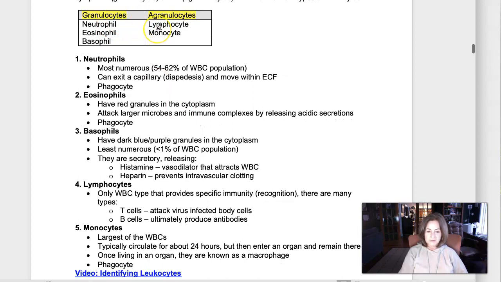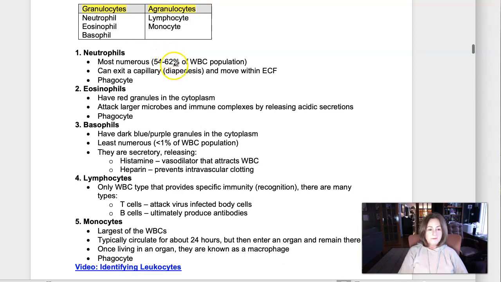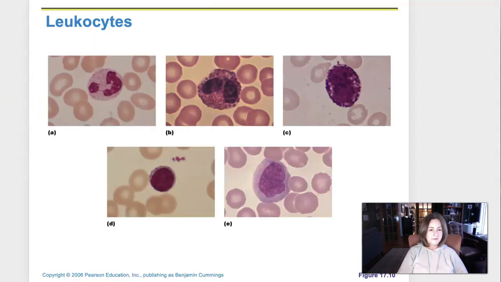Okay, I have them categorized up here. But what I'm going to do is jump over to a picture so we can take a look at these as we talk about them. So let's talk about this one first. I don't know if you recognize this one yet, but this is the most common leukocyte. It's called a neutrophil, and the neutrophil makes up like 55 to 62% of the white blood cell population.